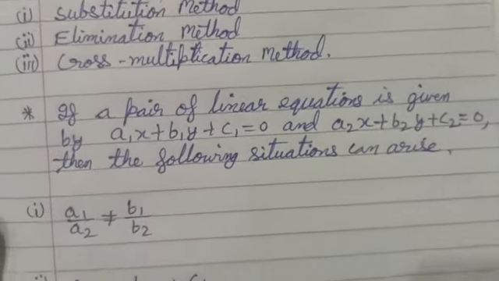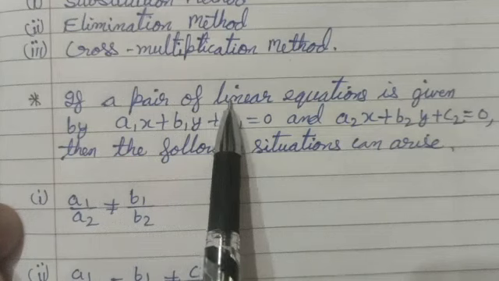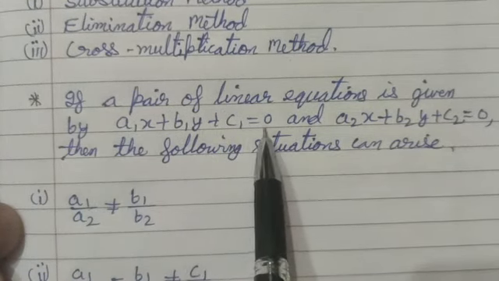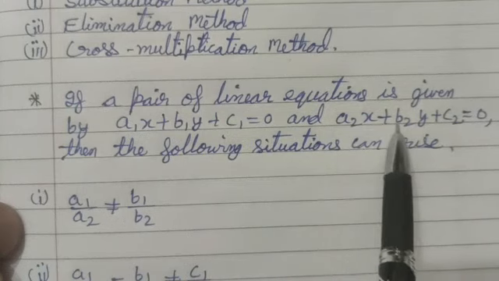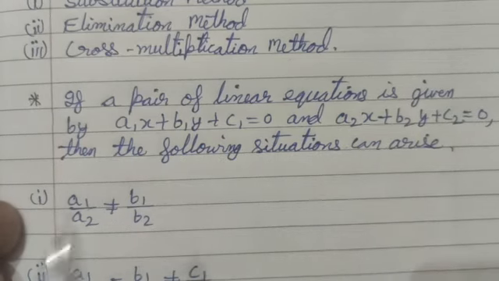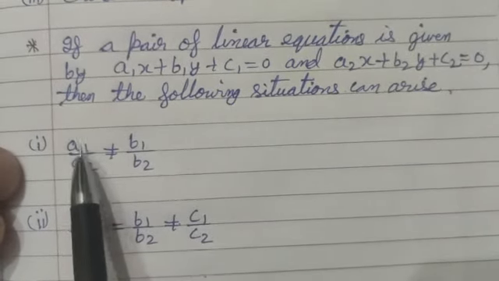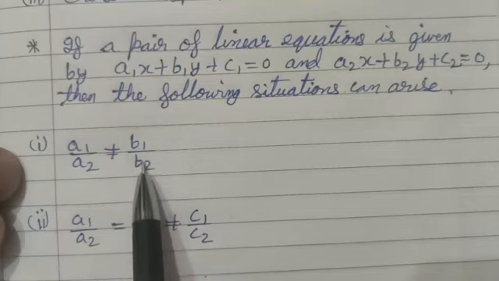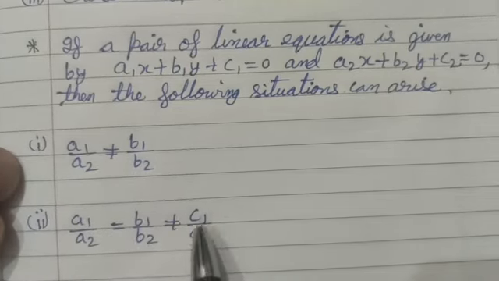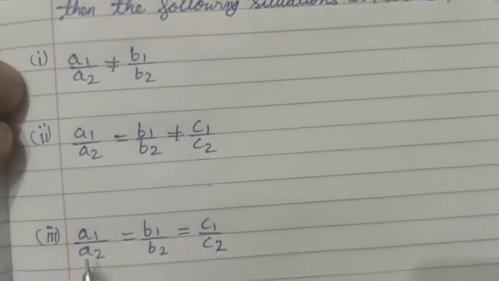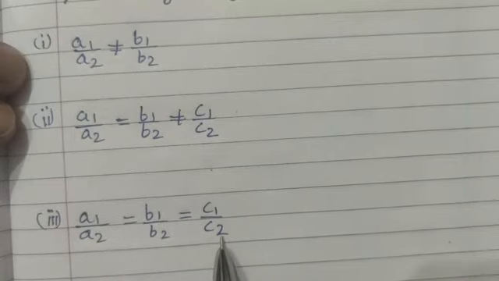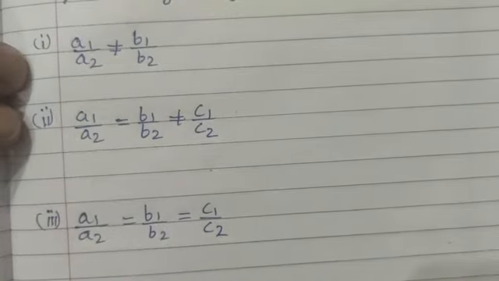But you should keep in mind that if a pair of linear equations is given by a1x plus b1y plus c1 equal to 0 and a2x plus b2y plus c2 equal to 0, then the following situations can arise. It can be a1 upon a2 not equal to b1 upon b2, or a1 upon a2 equal to b1 upon b2 not equal to c1 upon c2, or all the three ratios a1 upon a2 equal to b1 upon b2 equal to c1 upon c2. All the three ratios can be the same.